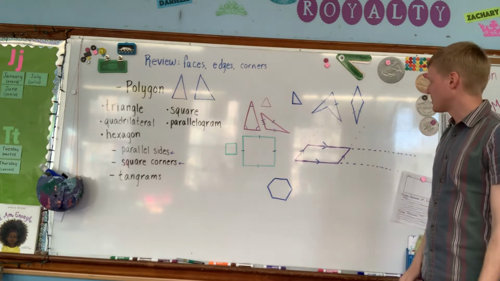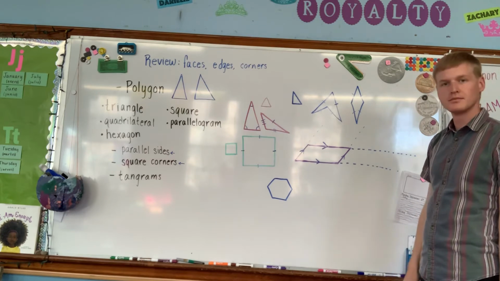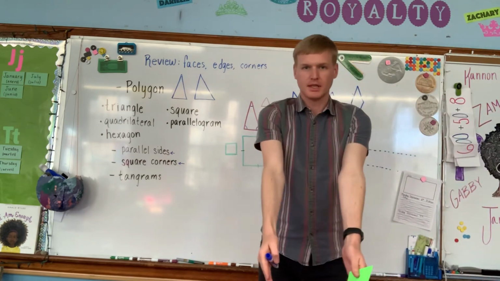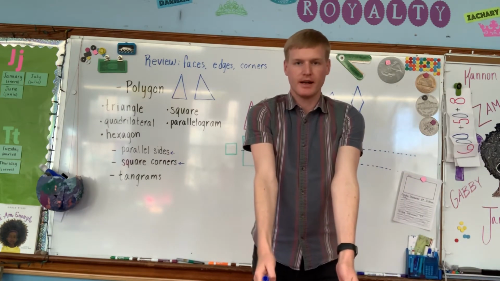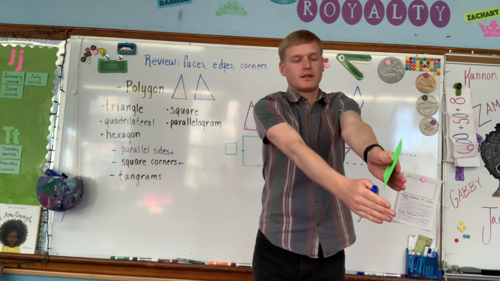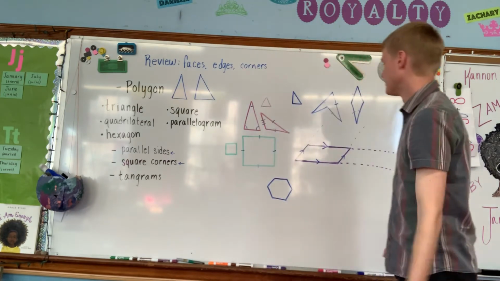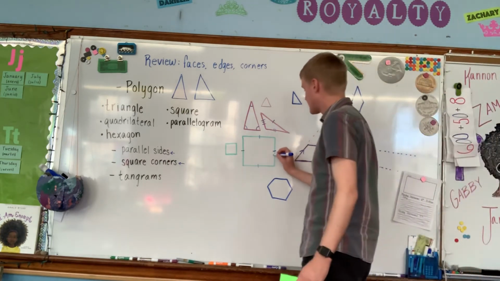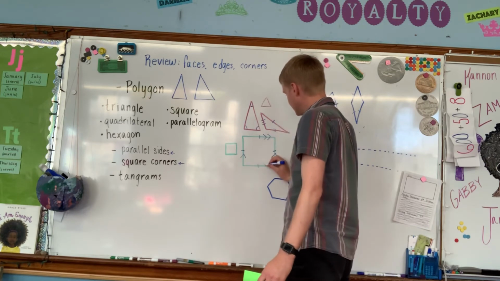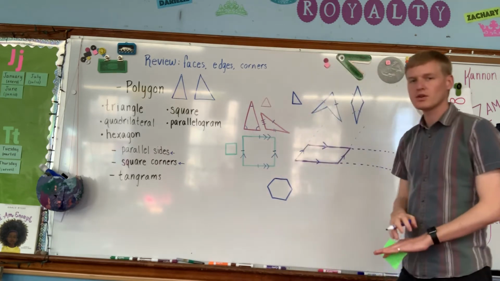Can you see any other shapes on this board that have parallel sides? I like to think about my arms. My arms are parallel right now, but now they're not. They're not touching yet, but if they extended a little further, they would. So parallel, not parallel. So this square has parallel sides. So set 1 and set 2. Those sides will never touch.